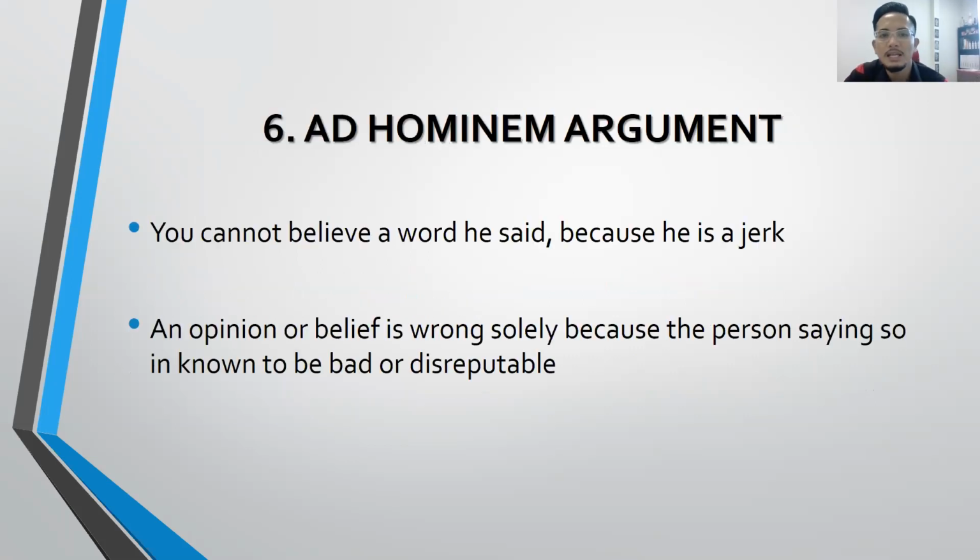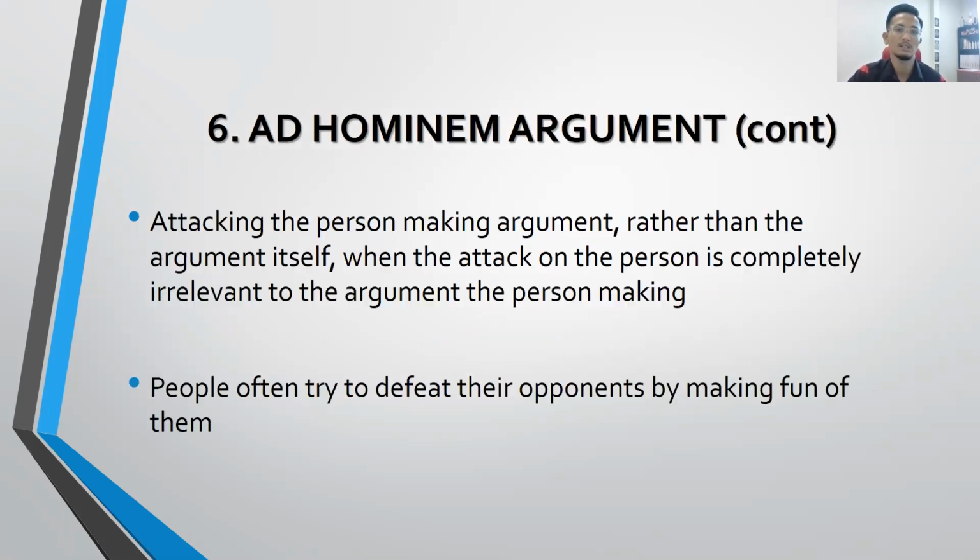What about number 6? Ad hominem argument. So ad hominem argument normally is when someone's opinion or belief is said to be wrong solely because the person saying it is known to be bad or disreputable. You cannot believe a word he said because he is a jerk. It is attacking the person making the argument rather than the argument itself, when the attack on the person is completely irrelevant to the argument, and people often try to defeat their opponent by making fun of them.